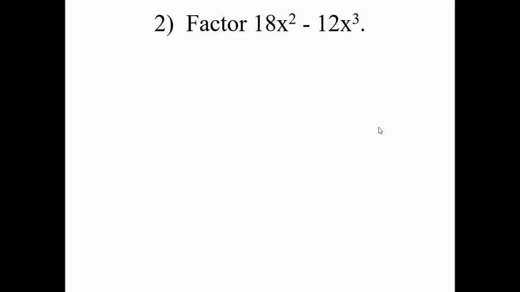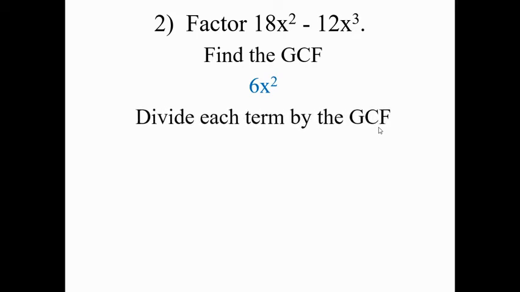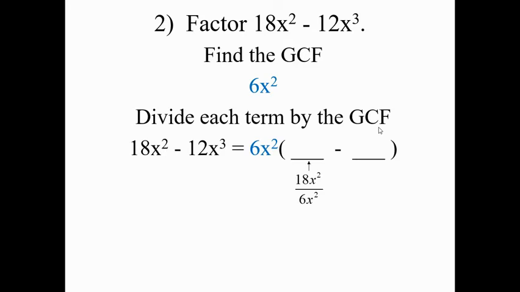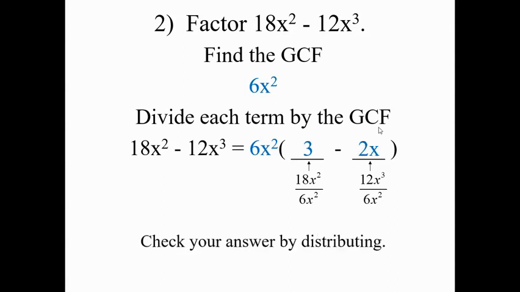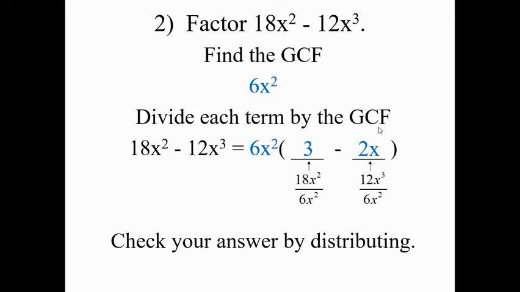Let's take a look at this one, where we have 18x squared minus 12x cubed. What is the GCF? That's right, it is 6x squared. Again, we're going to divide each term by the GCF. So 18x squared divided by 6x squared is going to give us 3. And 12x cubed divided by 6x squared is going to give us 2x. Again, we can check the answer by distributing. Okay?